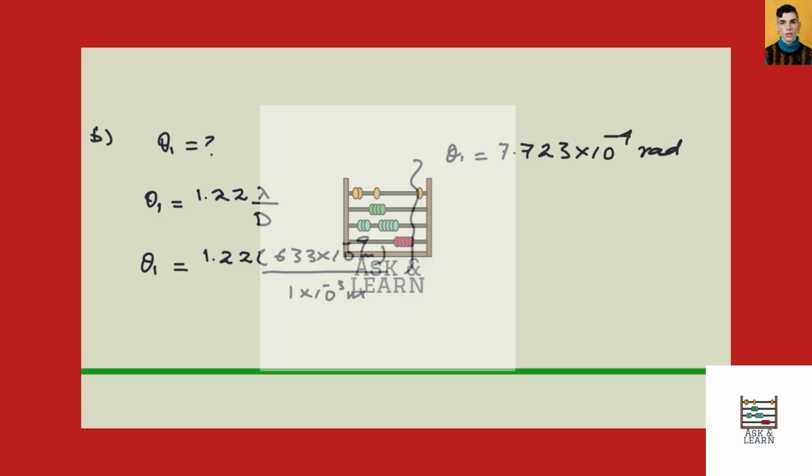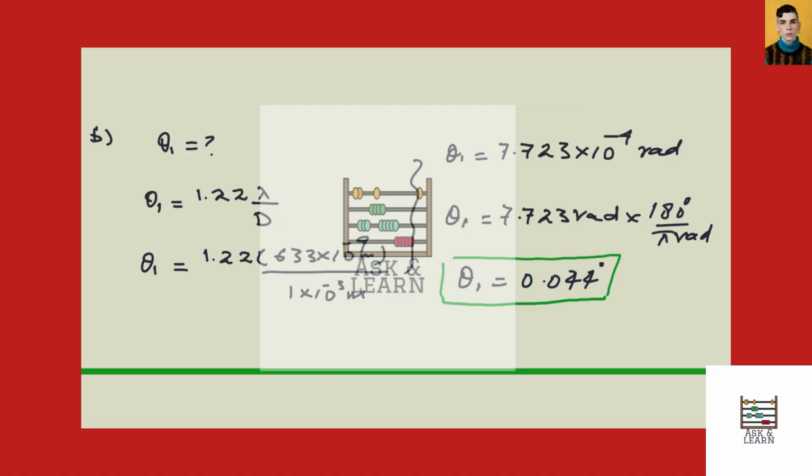Or it can be written in terms of a degree as theta 1 equals 7.723 multiplied by 10 raised to the power minus 4 radians multiplied by 180 degree divided by pi radian. So this will give us the value for theta 1 as 0.044 degree. So this is the answer of second part of this problem.